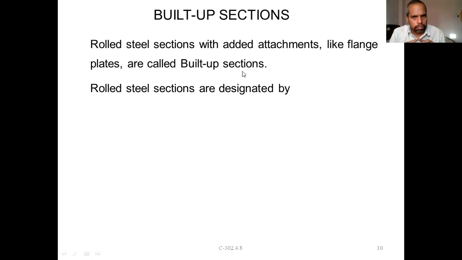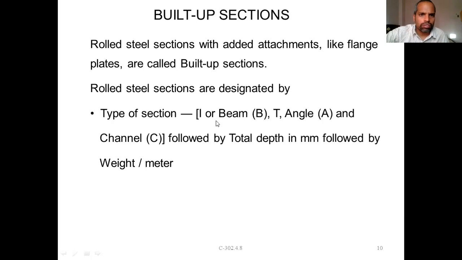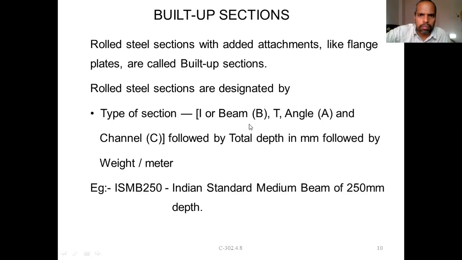Like this, some different elements, different sections, are grouped together, not more than two sections. They are grouped together. Those are called built-up sections. So these are the types of sections. I sections are generally designated for beam sections, angle sections, and others, with total depth in mm followed by weight per meter.